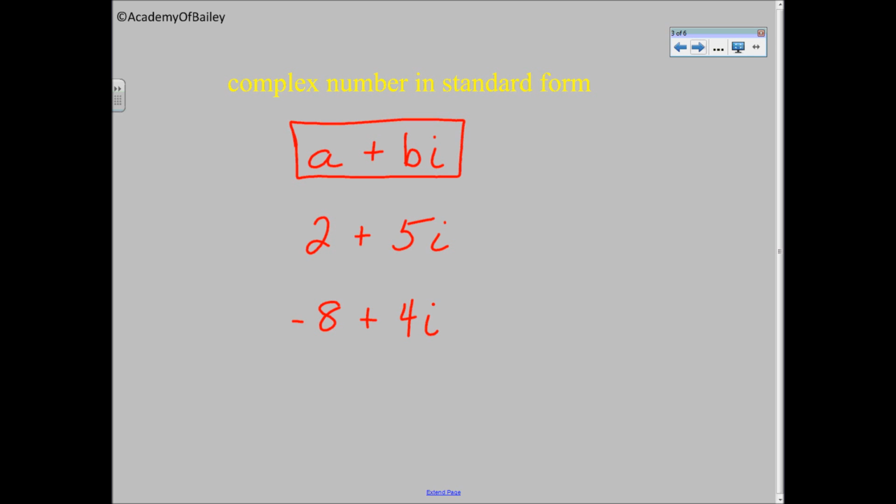A complex number in standard form is going to be like this: a plus bi, where a and b are real numbers. a is allowed to be 0. Typically, b isn't 0 because then it wouldn't be a complex number. So, if we look there, here's one example, and here's the second example. That would be a complex number in standard form.